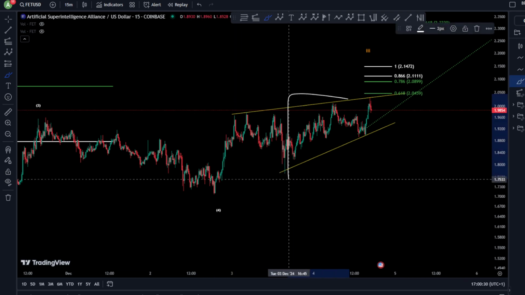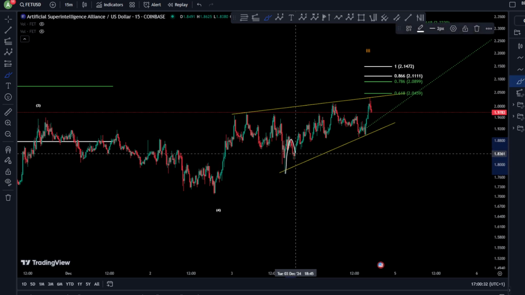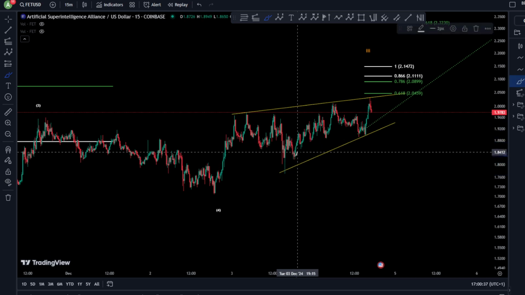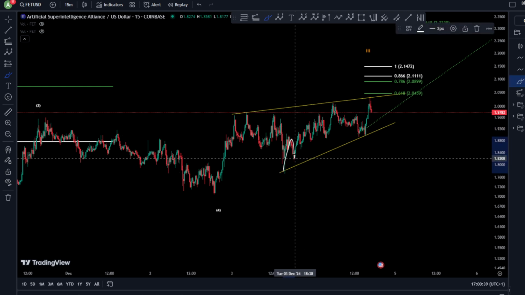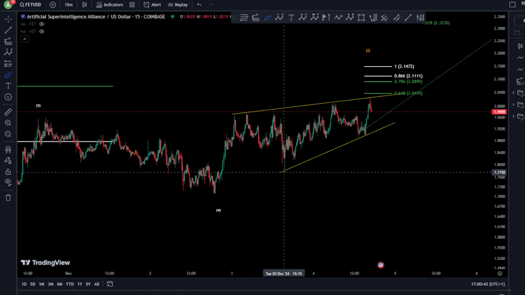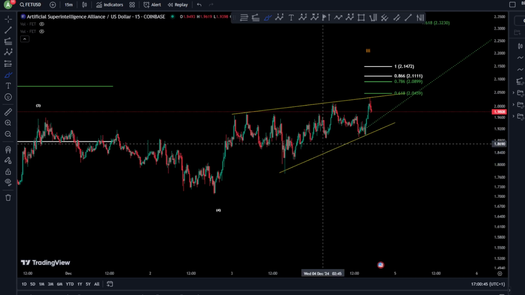Now, for this part, for this 1, 2, what do we have? We have 1, 2, 1, 2, 3, 4 interfering. So this is not a wave 3. In case it is a wave 3, 1, 2, 3, 4 interfered with your zone 1 as well, which is an invalidation.